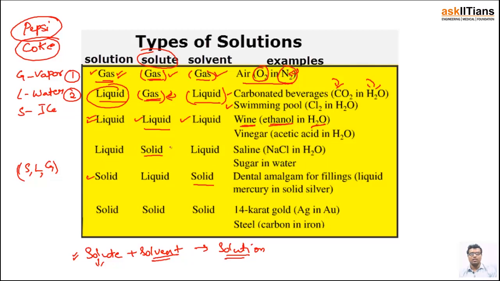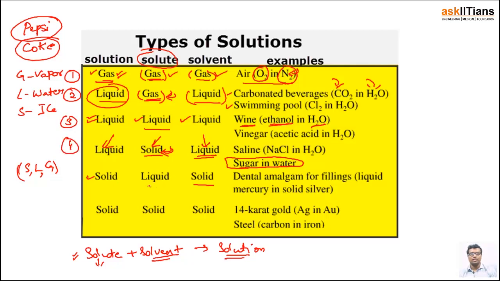Next, when you have a solute of solid and a solvent of liquid, sugar in water is a good example. The solute is a solid and the solvent is a liquid, which is water, and the resultant sugar syrup is a solution. So this is the fourth type of possible solution.